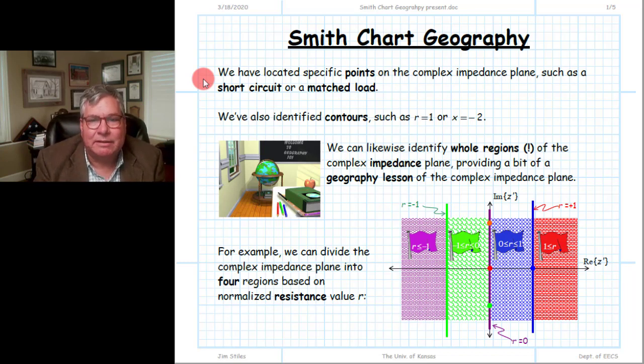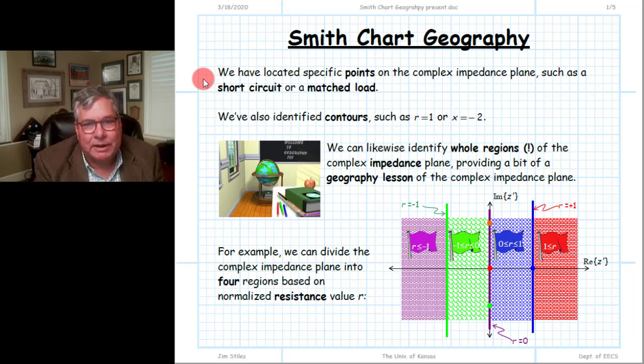And we see that that transformation creates circles on the complex gamma plane, contours which become circular, whose radius and location depend on the value of the constant resistance contours or the constant reactance contours. Now we're going to take it a step further.